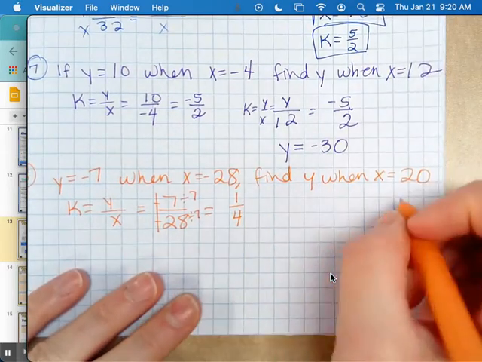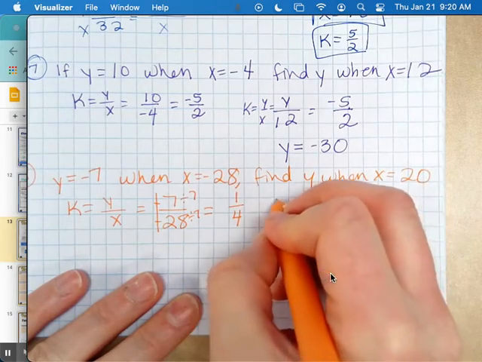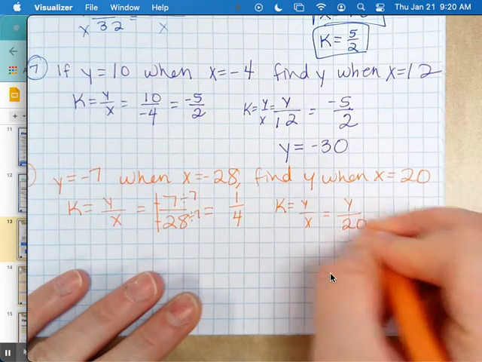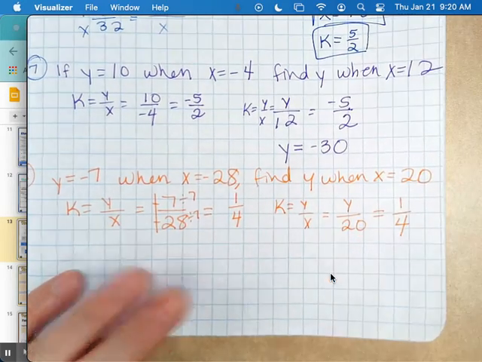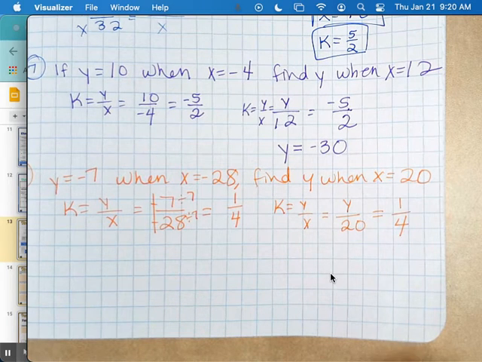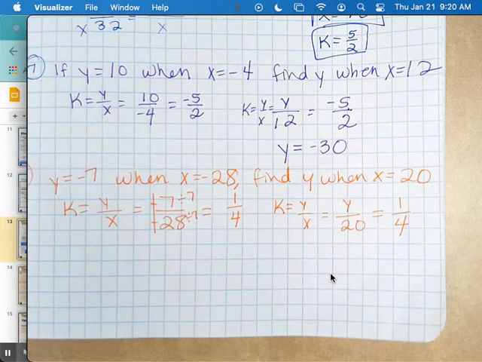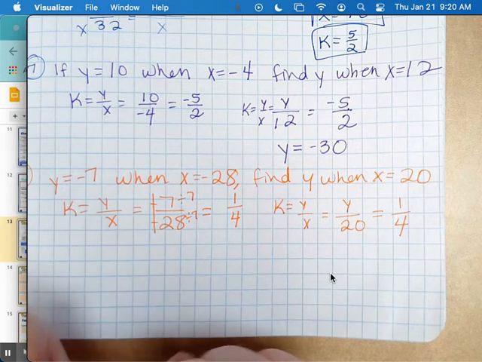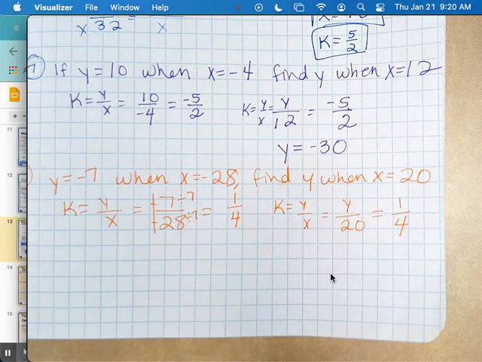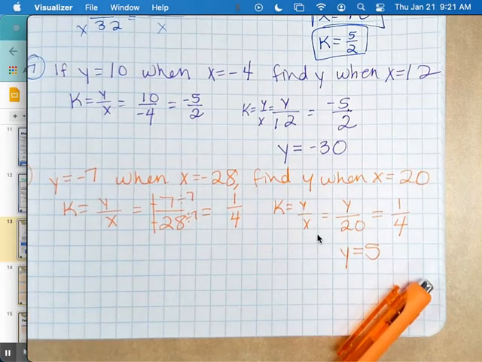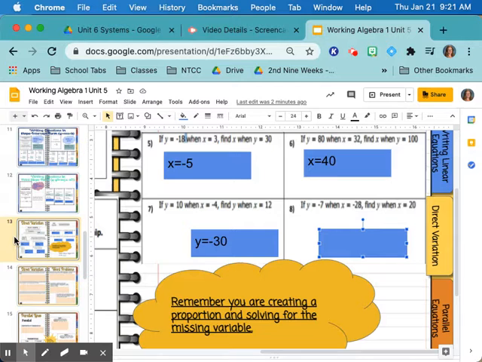So find y when x equals 20. So k equals y over x. So we have y over 20. It's going to have to equal 1/4. You can cross multiply and divide. So what does y equal? Yeah. So y equals 5.